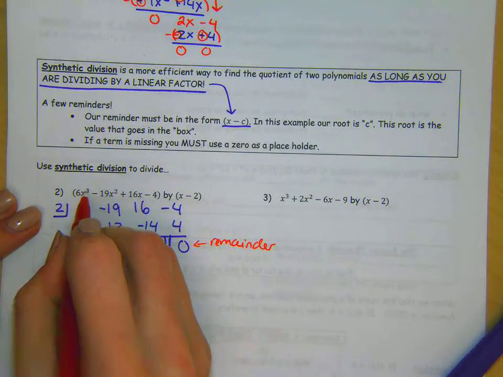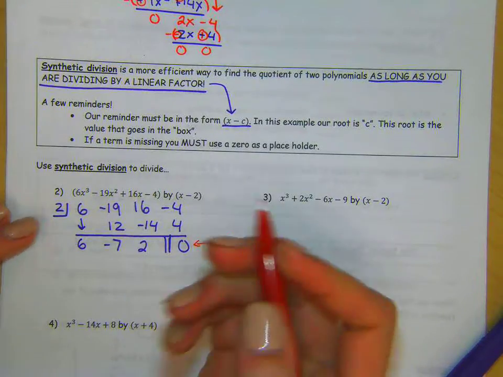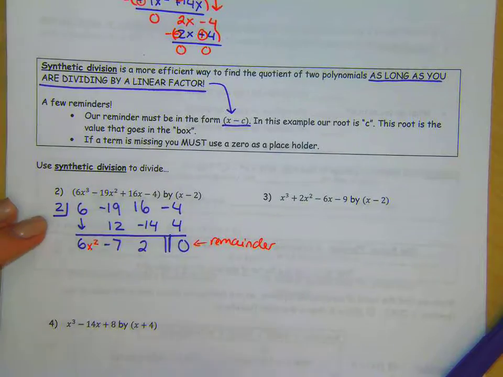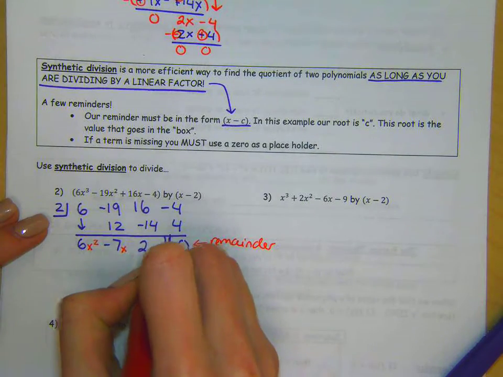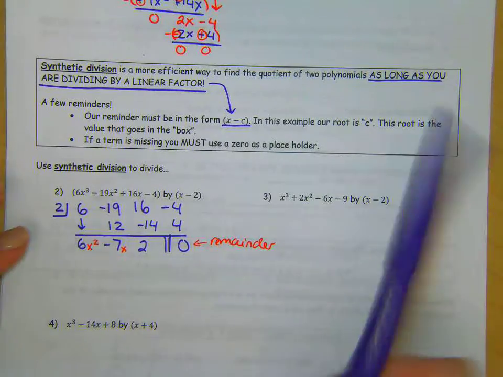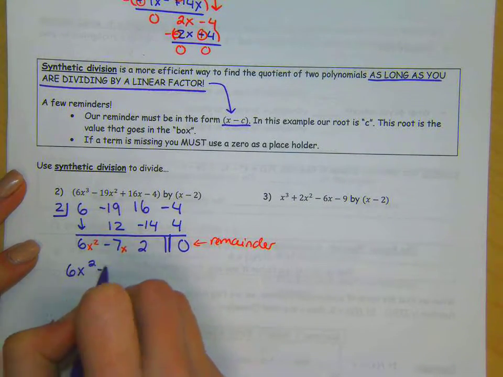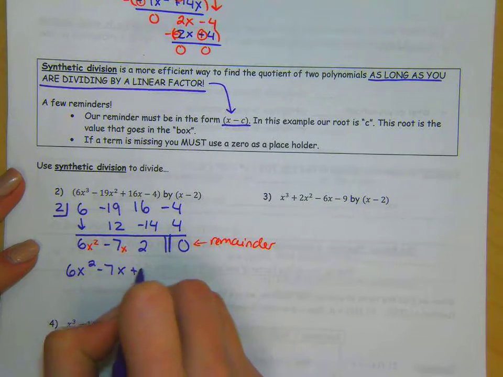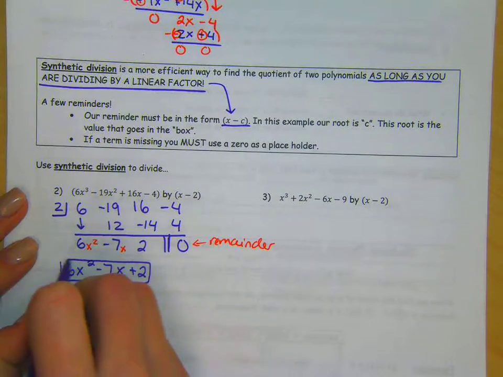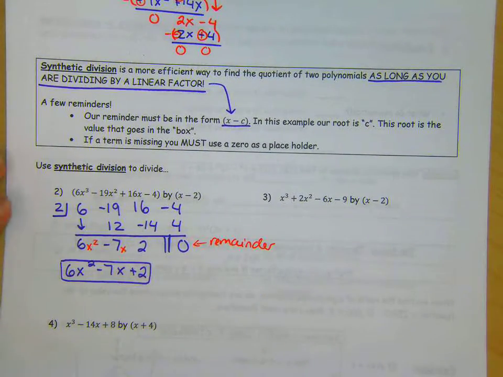We went from having a leading coefficient 6 with the exponent 3. We still have the leading coefficient 6, but now our exponent is a 2, x squared. And this is x to the 0, or just 1, so no x value for that spot here. So we have 6x squared minus 7x plus 2 as our answer for dividing this portion by x minus 2.